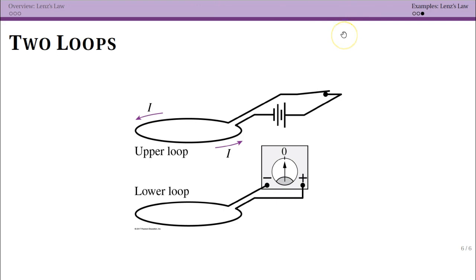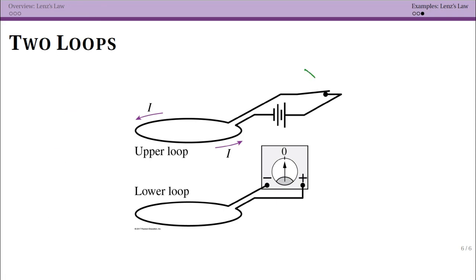So one more example that I want to run through. In this case, you have an upper loop and a lower loop, right? So the upper loop is the one that has a battery in it and a switch. Remember that the switch is the key ingredient because our current creates our magnetic field, and the magnetic field has to be changing. So we're only going to see an induced current when the switch opens or closes. So this upper loop is creating the magnetic field, which impacts our lower loop.